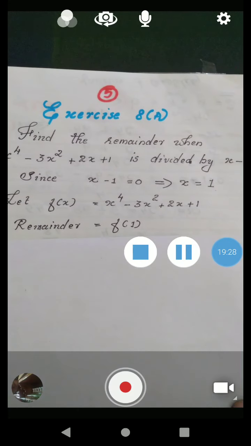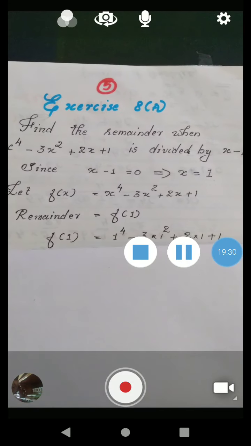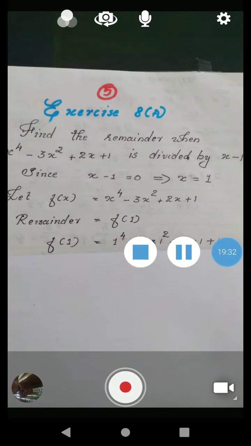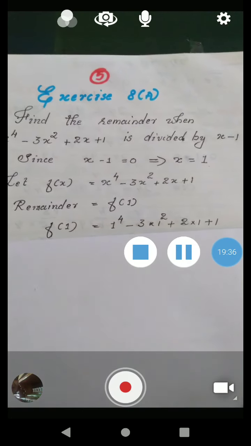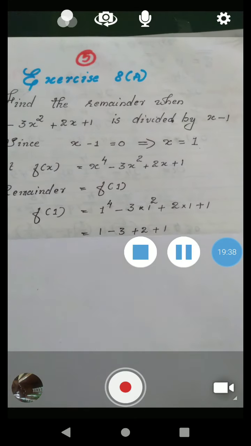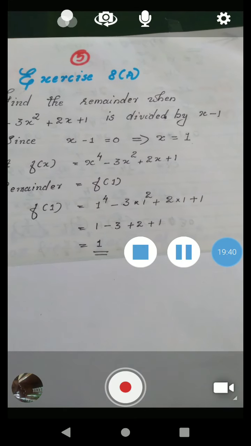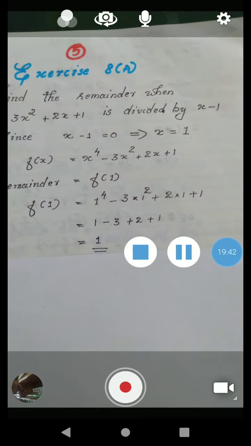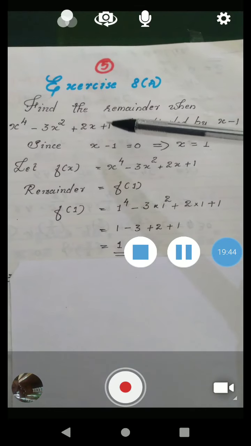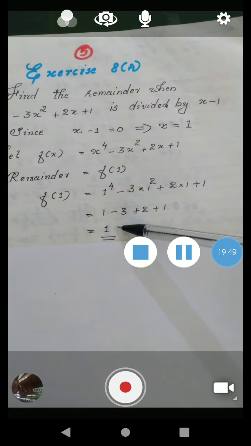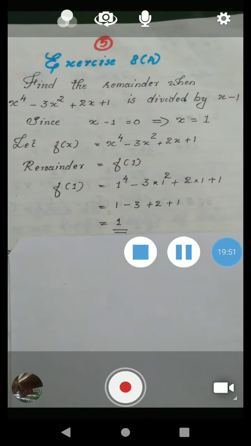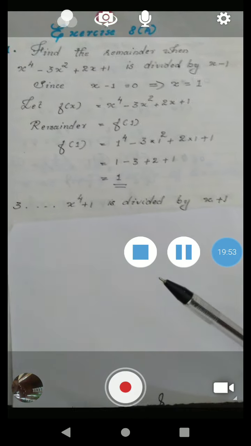So, you can see the steps. f(1) is equal to 1 raised to 4 minus 3 into 1 squared plus 2 into 1 plus 1. When you simplify, you will get remainder is 1. So, when this expression is divided by x minus 1, the remainder is 1. Okay. Second question homework. Now we can do third one.